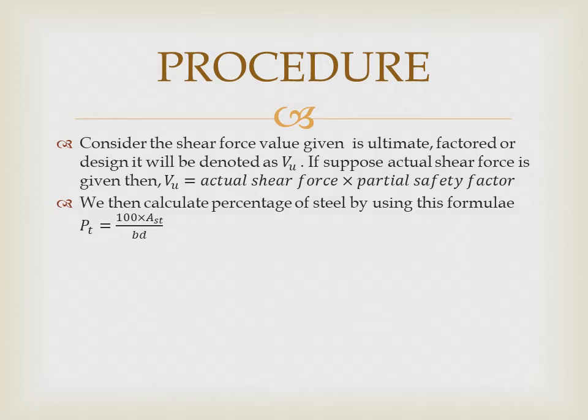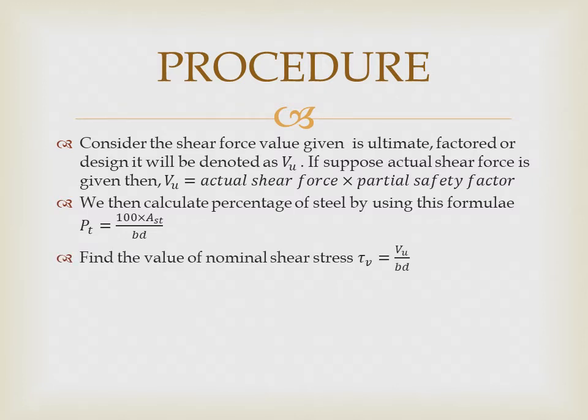So there are four things that you have to consider to see whether VU is directly given to you: check if it is ultimate, factored or design, or if it is mentioned shear force at the supports. That means VU, that is the ultimate shear force value, is given to you. Else multiply it with the partial safety factor and we'll get the ultimate shear force that we need. Then we find percentage of steel.